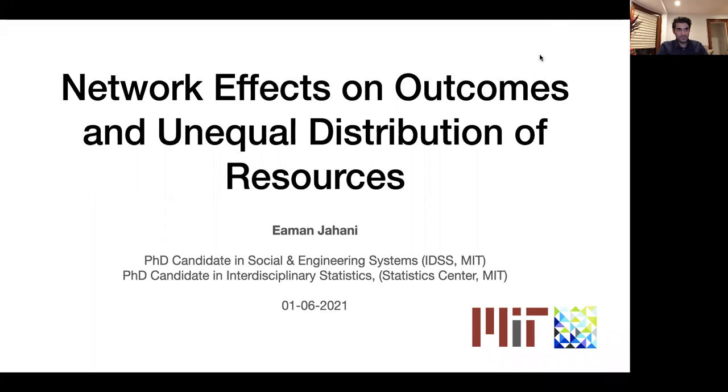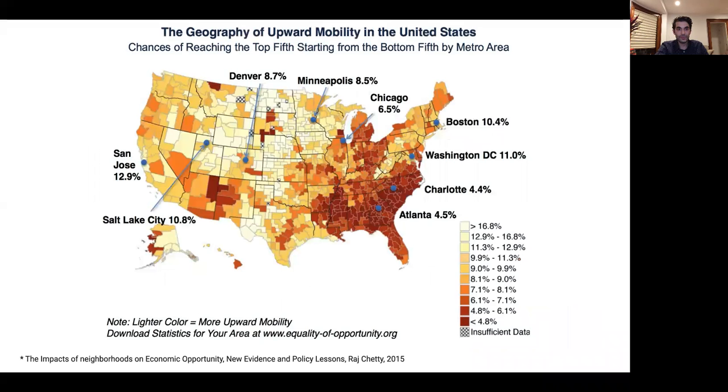Hello, my name is Eaman, and I'm a PhD candidate in social and engineering systems at IDSS MIT, where I'm also receiving a secondary PhD in statistics. We're talking about a few projects that outline how networks affect economic outcomes and unequal distribution of information.